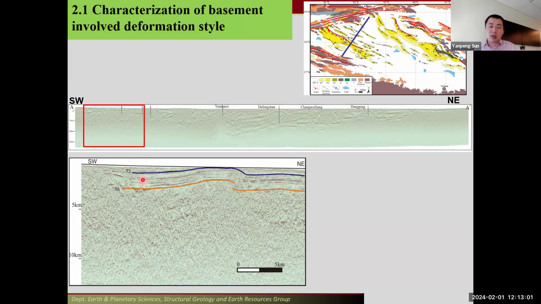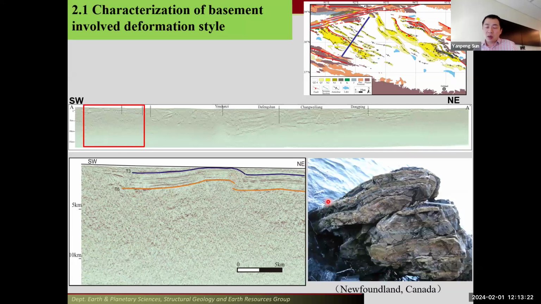You can see that the shallow events are very well constrained. The deeper event is actually the top of the basement. So here on the western margin of the basin, there are very thin Cenozoic sediments, where we can clearly define the top of the basement. You can see there's a displacement across the top of the basement here.